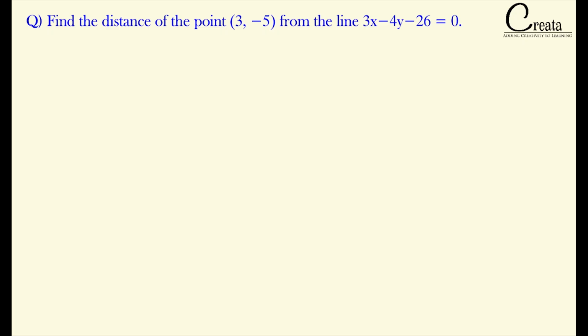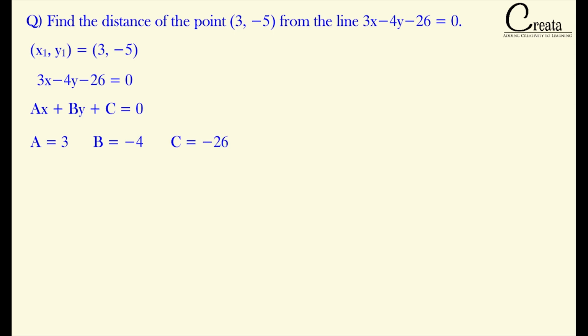The question is, find the distance of a point 3, minus 5 from the line 3x minus 4y minus 26 equal to 0. In this question, the coordinate of the point P is given as 3, minus 5, that is x1, y1 is given, and the equation of the line is given as 3x minus 4y minus 26 equal to 0. So we can say A is given as 3, B is given as minus 4, and C is given as minus 26. Now we can apply the formula of the distance between a point and the line, that is D equal to mod of Ax1 plus By1 plus C upon root of A square plus B square.